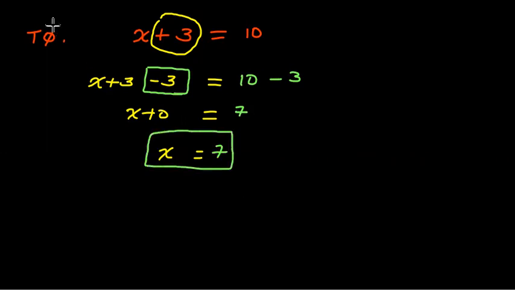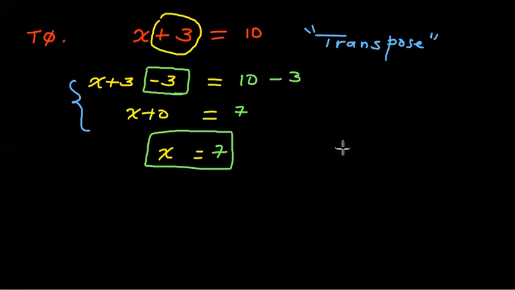This is what happens when I have a situation like this. Now, there's a terminology that we use, and that terminology is called transposing. What I did was I transposed the 3. I took it to the other side. Now, this is the inner process that goes on there, right?